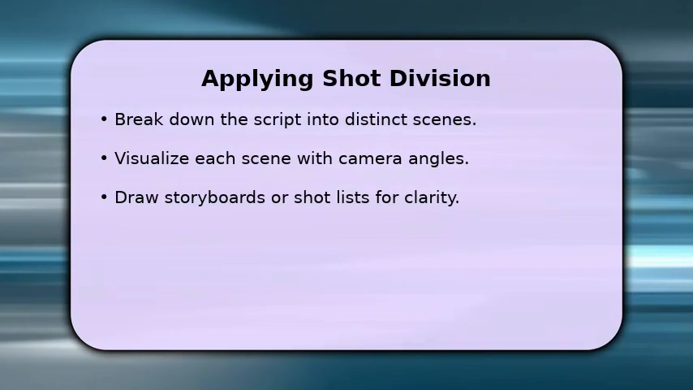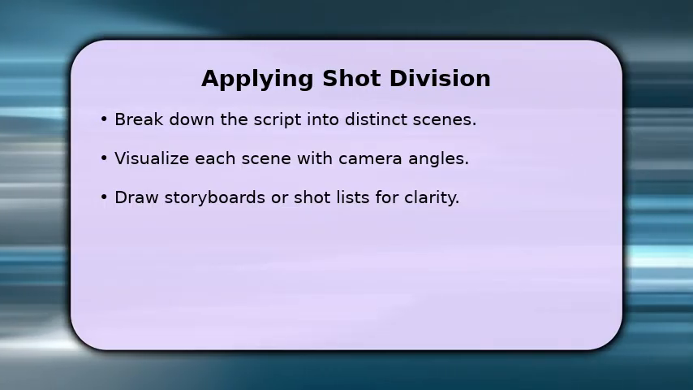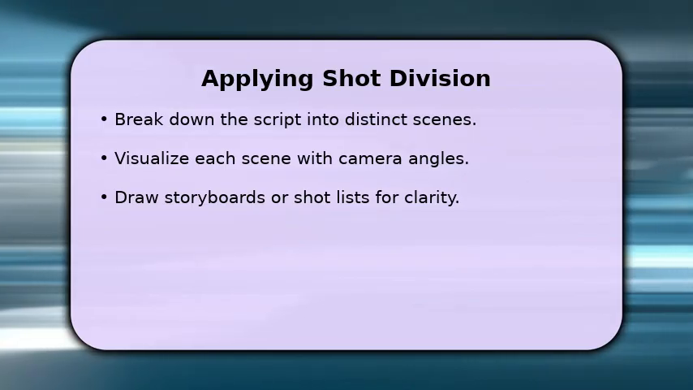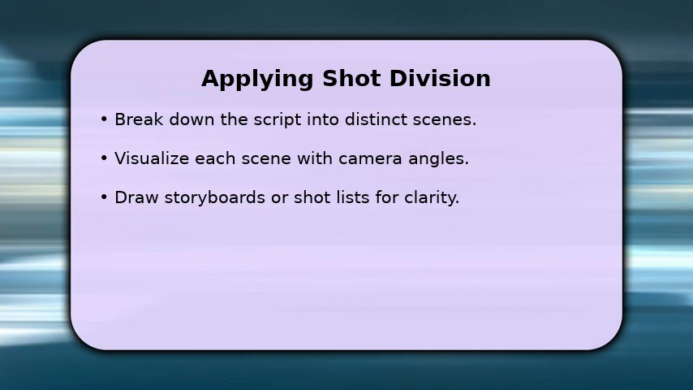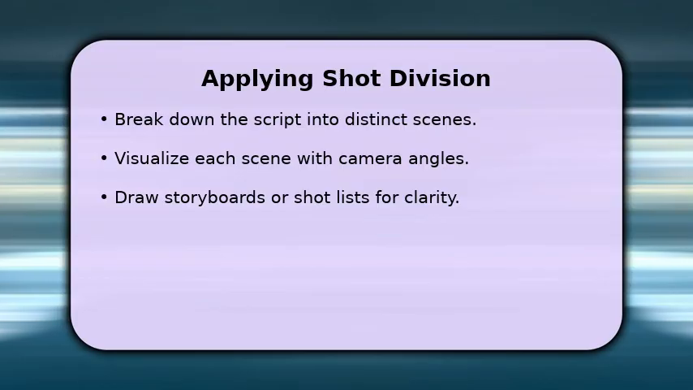To apply shot division, start by breaking your script into individual scenes. For each scene, visualize the action and determine the best camera angles to tell the story. Create storyboards or a detailed shot list to document your plan. This visual guide is invaluable for production. Finally, review and refine your division to ensure it flows well and serves your narrative.